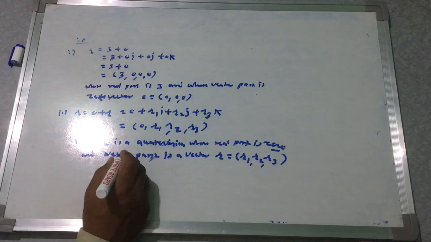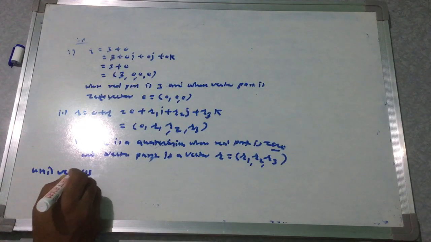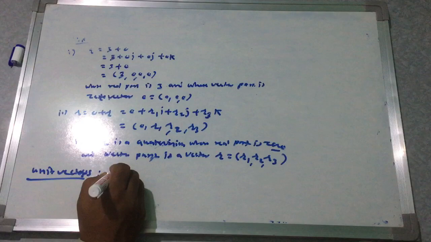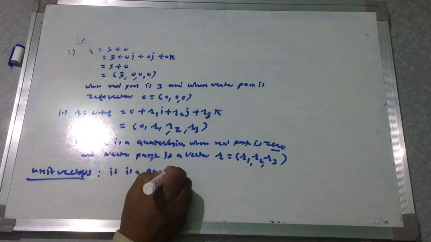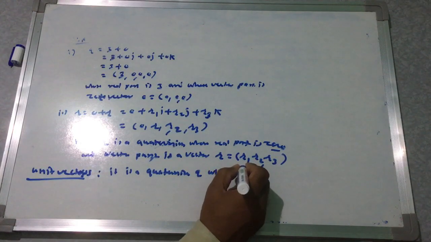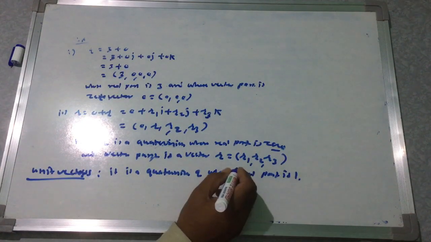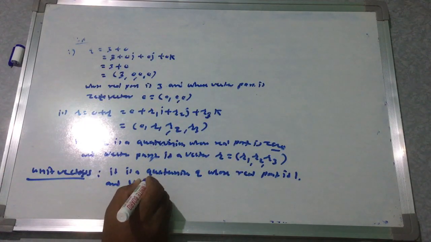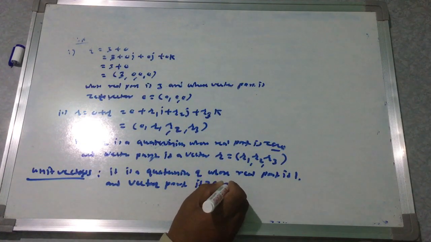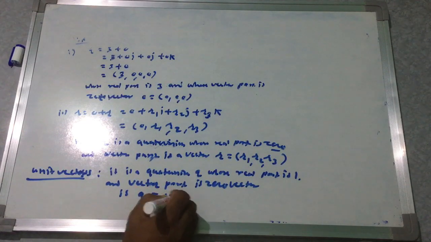So we have again the unit quaternion. It is a quaternion Q whose real part is 1 and whose vector part is the zero vector, that is Q = 1 + 0.